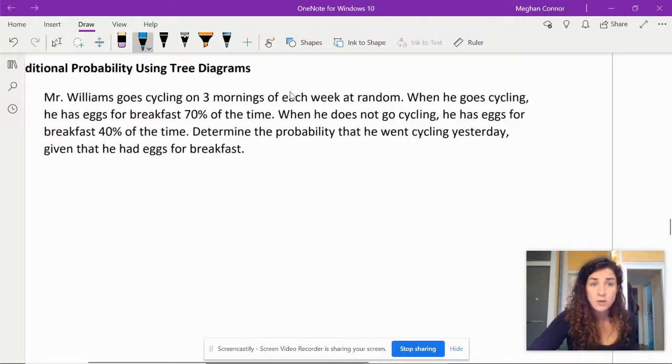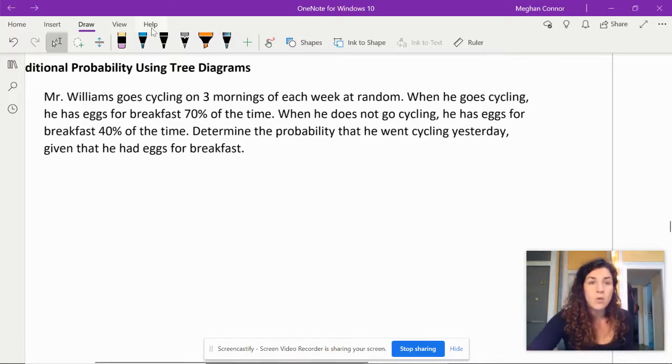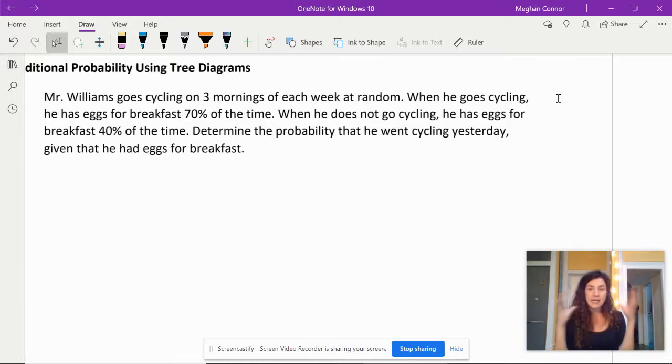Mr. Williams goes cycling on 3 mornings of each week at random. When he goes cycling, he has eggs for breakfast 70% of the time. When he does not go cycling, he has eggs for breakfast 40% of the time. Determine the probability that he went cycling yesterday, given that he had eggs for breakfast. This seems like a really complicated problem because we're looking at it as a whole. So what I would like you to do is just deal with the first piece of this conditional probability.